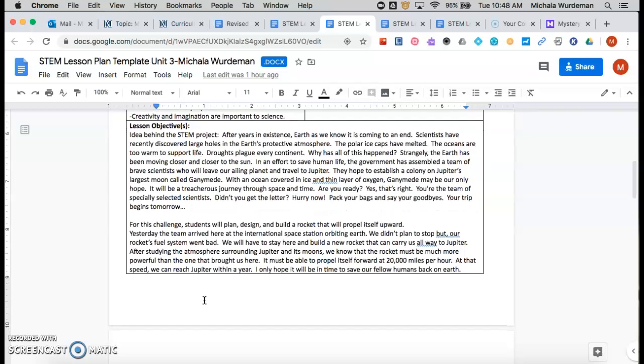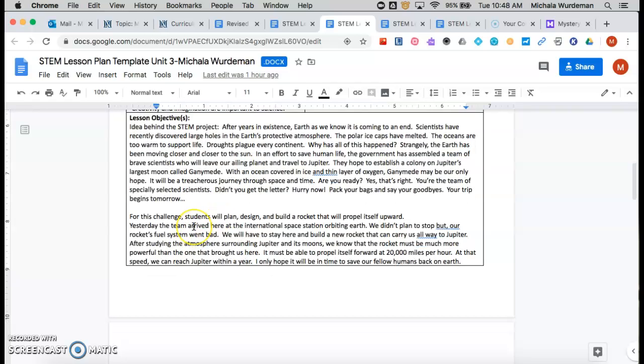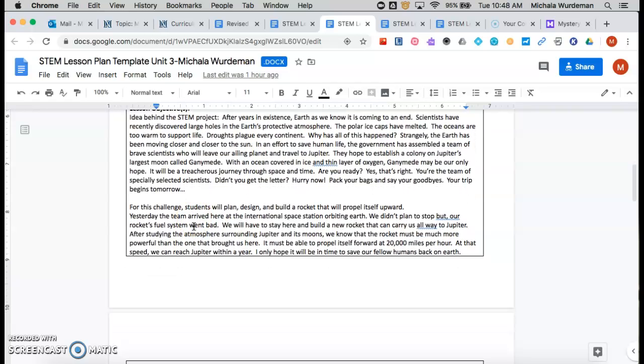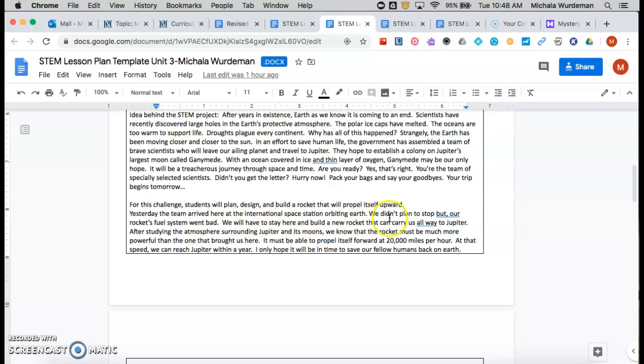So the idea here is that on Earth, we need to come up with a new place to live. And because our Earth is not doing well, it's not going to sustain life. So you are one of the scientists on the team, and you're going to be traveling to Jupiter to hopefully establish a colony there. And we need to plan, design, and build a rocket that will propel itself upward.